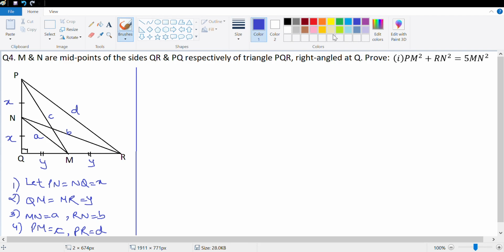So let's look at the question. The first question is PM square plus RN square. So let's start with the left hand side. So PM square plus RN square. Now PM square is C, so this is C square plus RN is equal to B. So C square plus B square. Now that's point number 5.